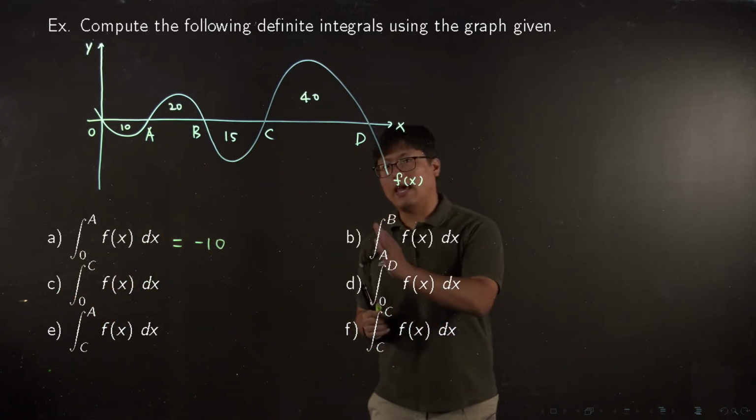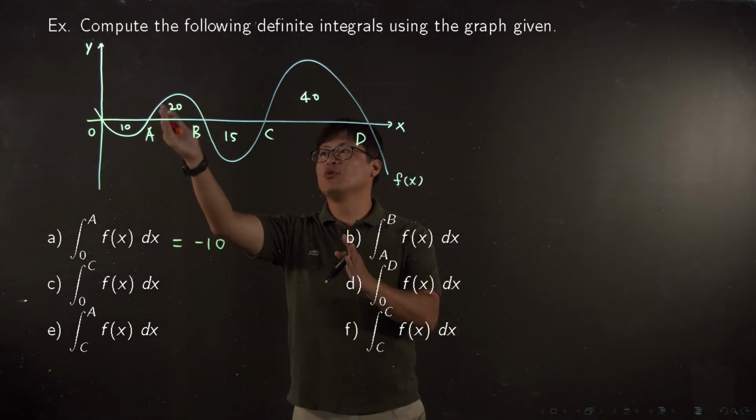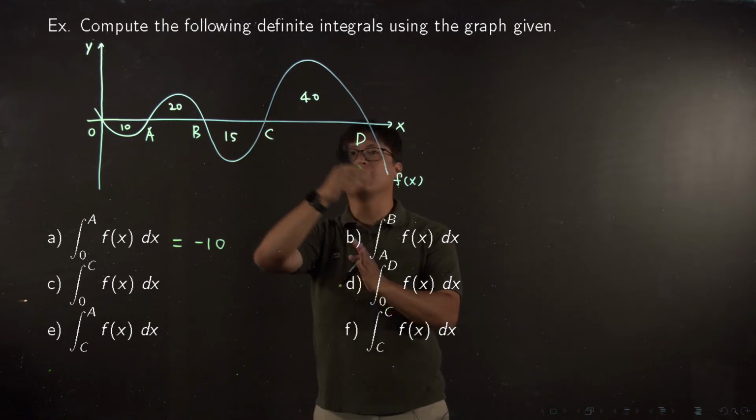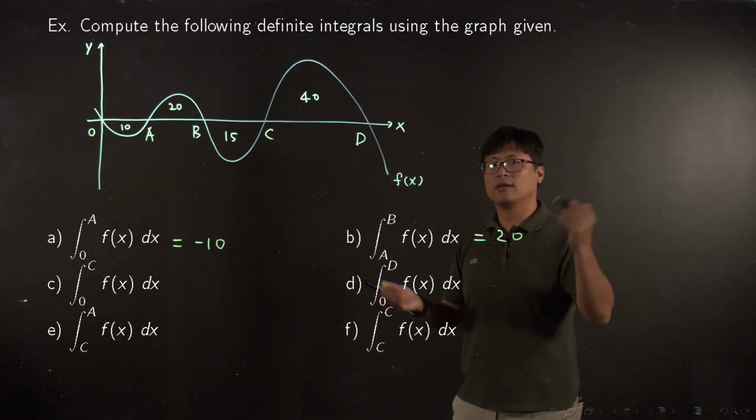What about the second one? A to B. Between A and B is a positive function, which means your area will be exactly the same as the definite integral. So the answer for this one is simply 20, right?